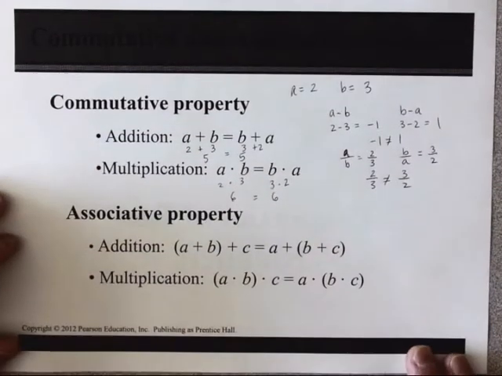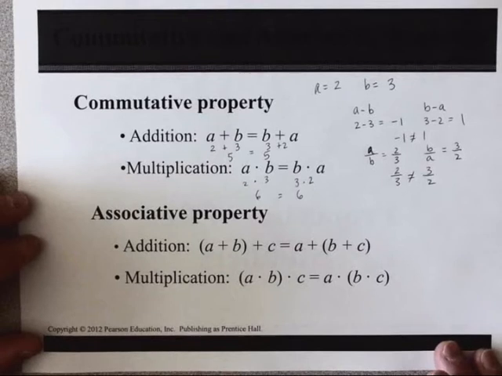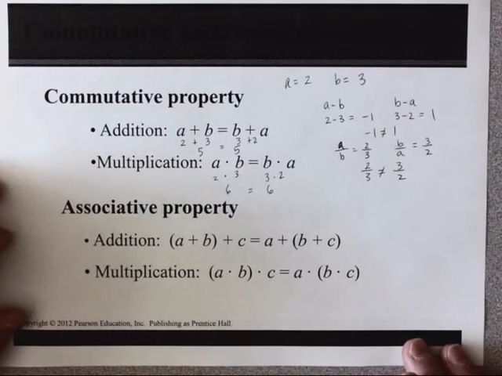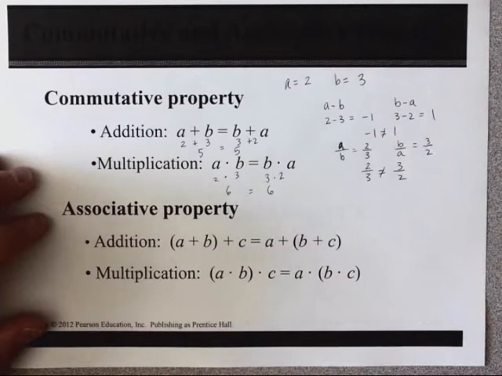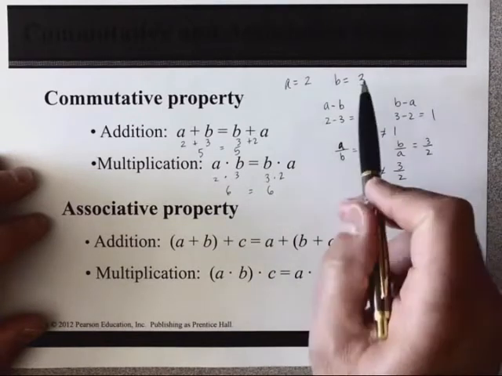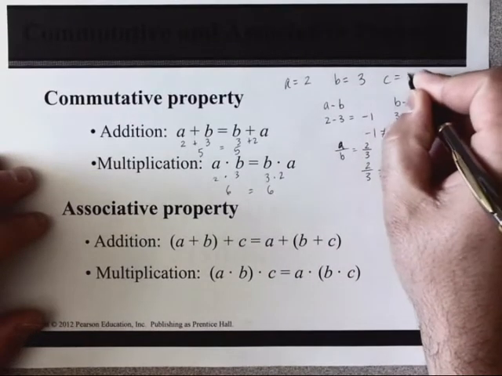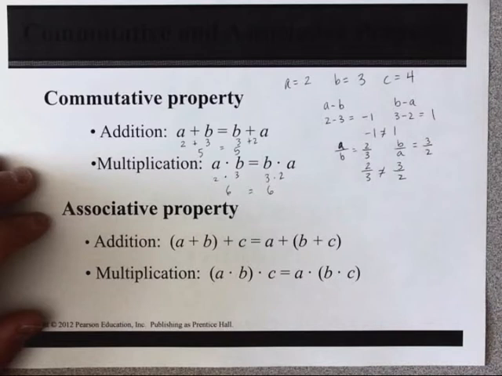Associative property, that has to deal with grouping, right? So this, once again, only works for addition and multiplication. If I change the grouping around here with these numbers, the sum and the product is not going to change. So let's keep these two. We'll add a C of say 4, and you can test that.